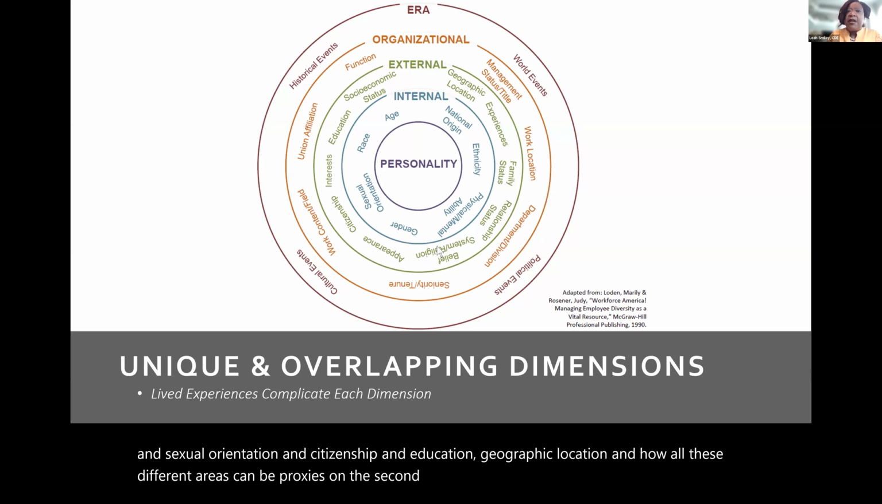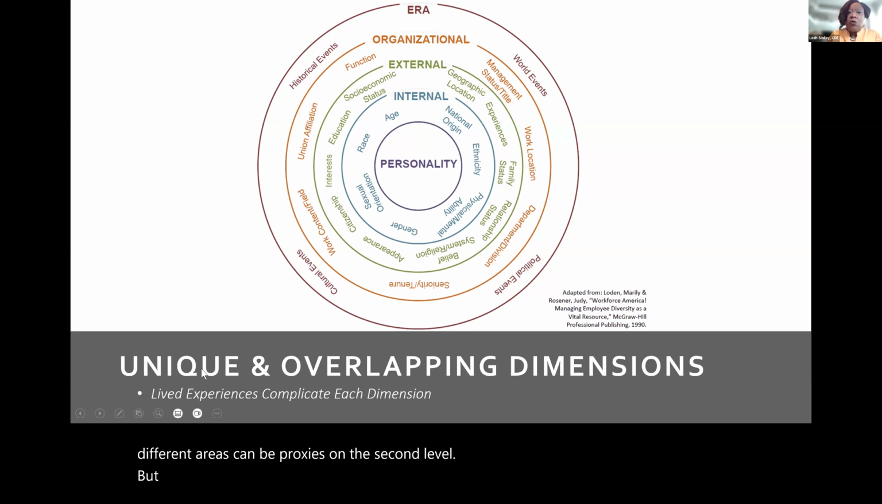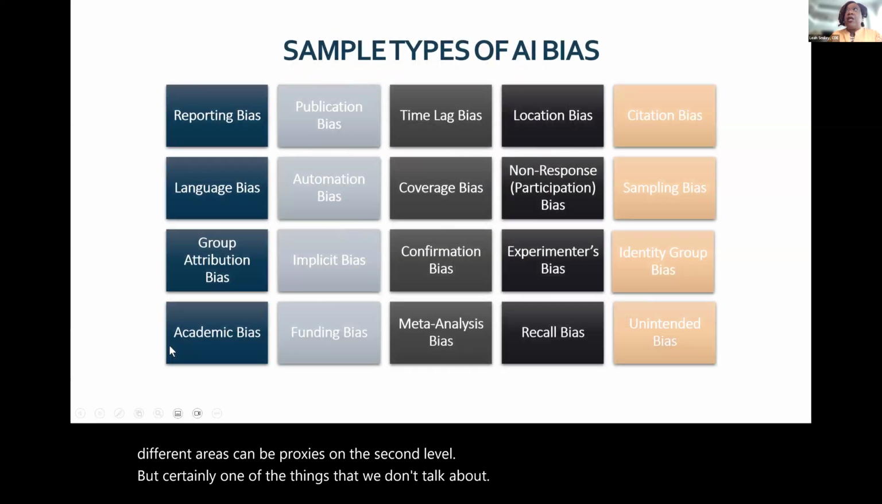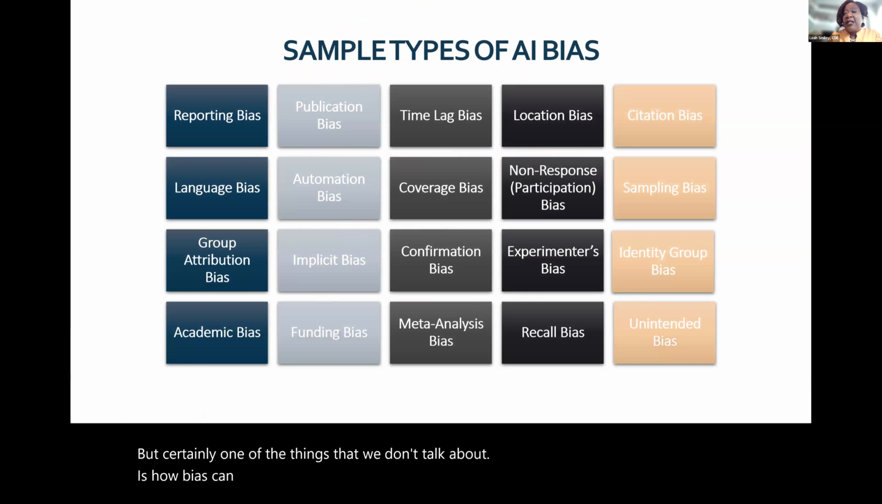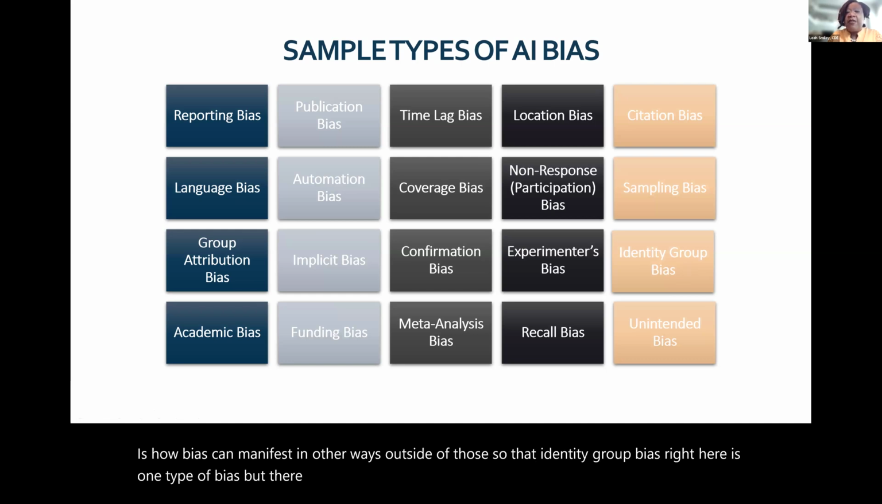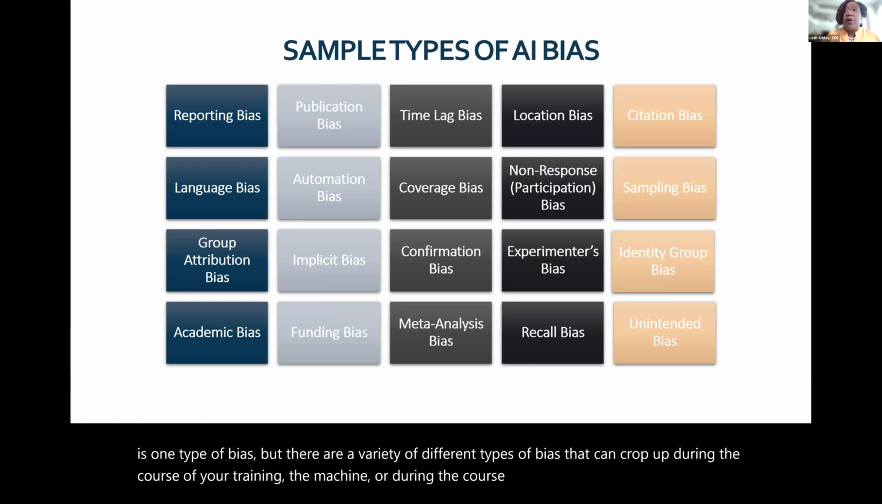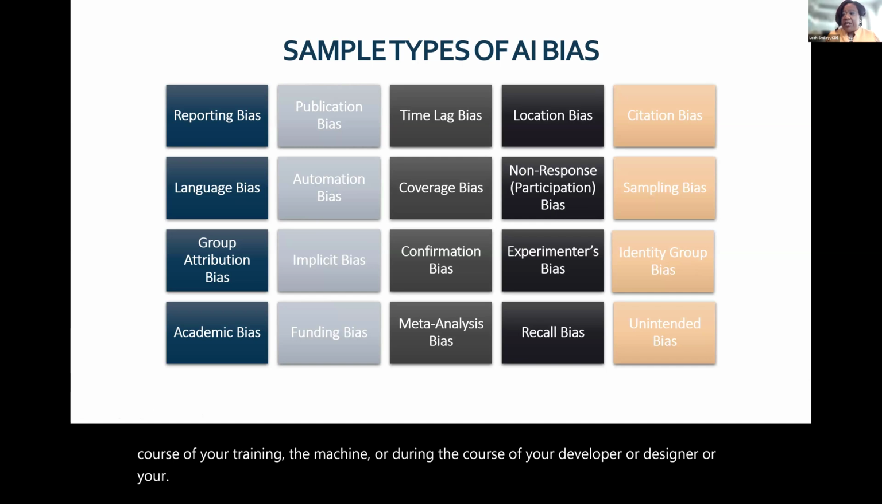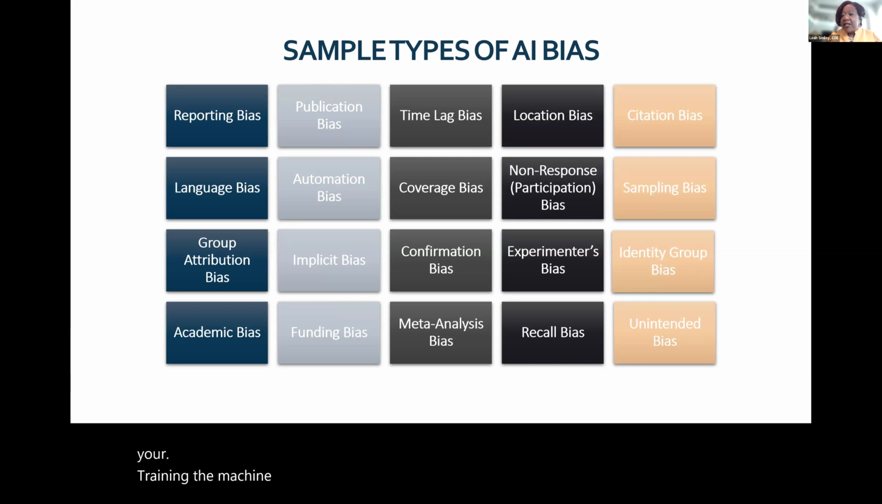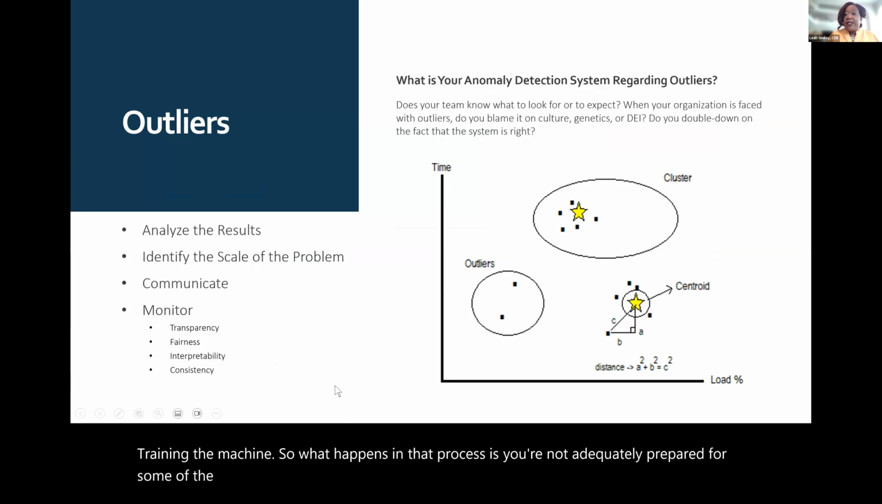But certainly, one of the things that we don't talk about is how bias can manifest in other ways outside of those. So, that identity group bias right here is one type of bias, but there are a variety of different types of bias that can crop up during the course of training the machine, or during the course of your developer or designer or your scientist training the machine. So, what happens in that process is you're not adequately prepared for some of the challenges that you will face.